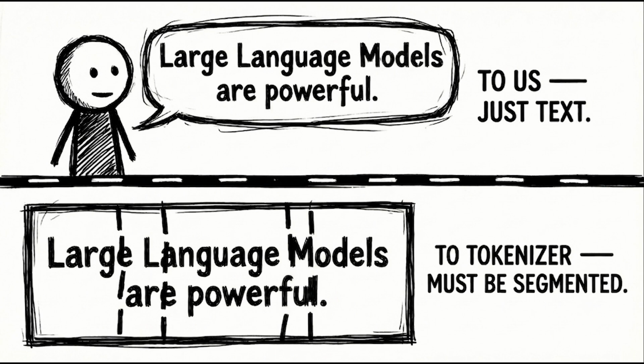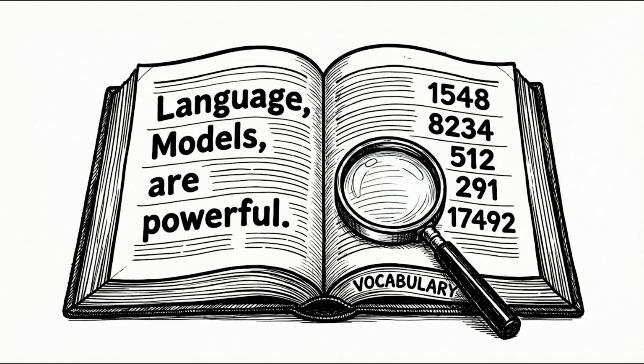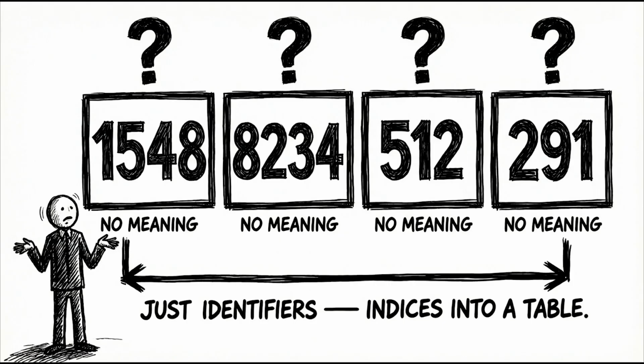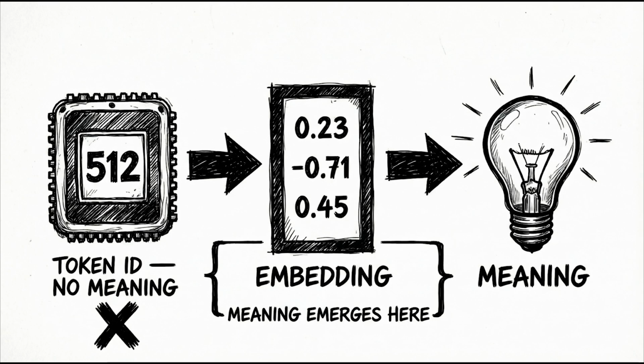Let's consider this sentence: Large language models are powerful. To us, this is a text. To a tokenizer, it's an input sequence that must be segmented and numbered. Once tokens are identified, each one is mapped to an integer from the model's vocabulary. These numbers carry no meaning on their own. They are simply identifiers, indices into a lookup table. The meaning comes later, during the embedding stage. Think of the tokenizer as defining the vocabulary of the language model. Everything the model processes is expressed in terms of these tokens.